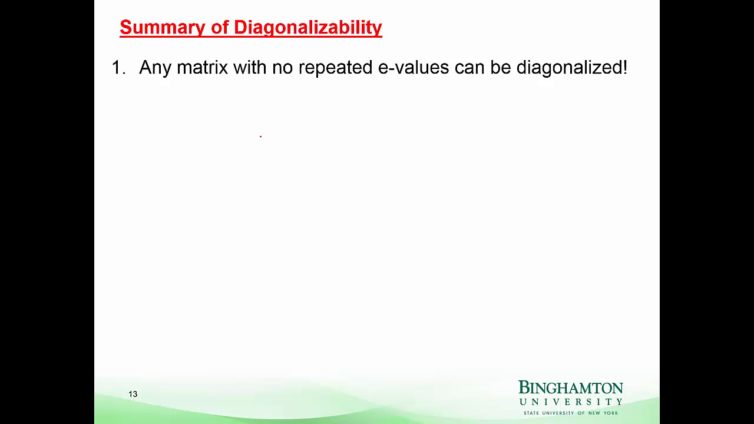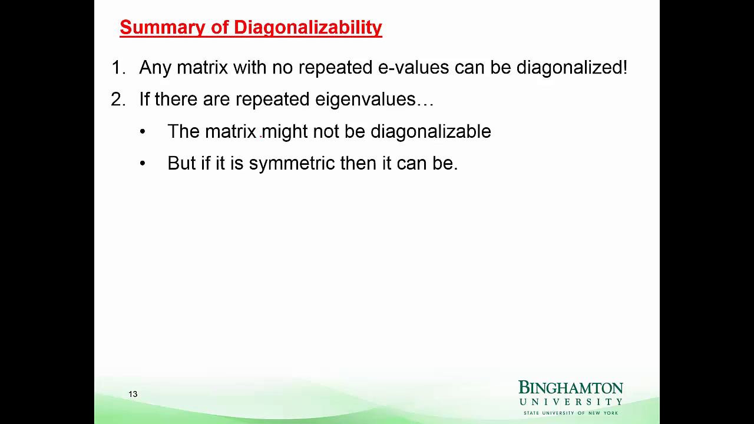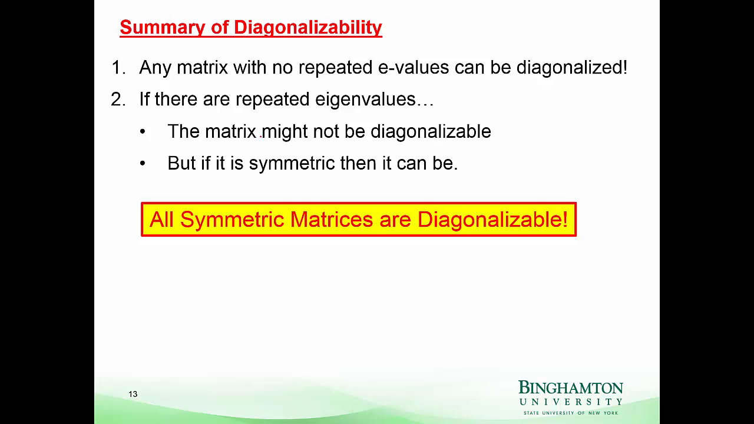Any matrix with no repeated eigenvalues can be diagonalized. Doesn't matter if it's symmetric or not. If there are no repeated eigenvalues, we're good to go. If there are repeated eigenvalues, it might not be diagonalizable, but if it is symmetric, then it can be. It doesn't have to be symmetric to be diagonalizable. So there are some that are not symmetric, have repeated eigenvalues, and could be diagonalizable. But if it is symmetric, we know that it will be diagonalizable. So all symmetric matrices are diagonalizable.